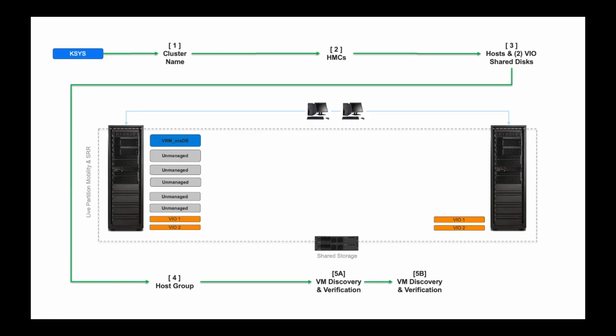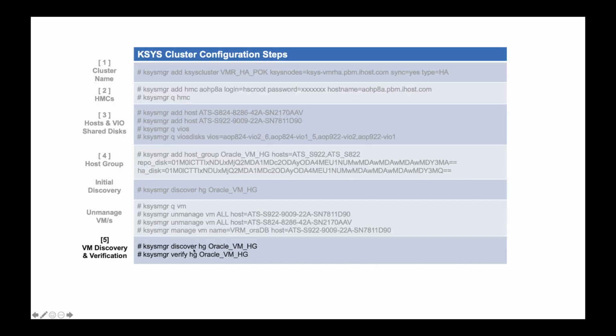So when I do that, I'm going to go ahead and want to come back in and rerun a discovery. So that's why I said I did it in two pieces, and I did a discovery A and a second discovery. When I do the second discovery and verification operation, I'm going to leave it where it's only managing that single VM now. So my VRM-HA DB is going to be managed, and by default everything else will be unmanaged, and that's why I drew them in gray in the center. So there's my syntax as far as what I did to run the discovery against my host group and then the verification against the host group.